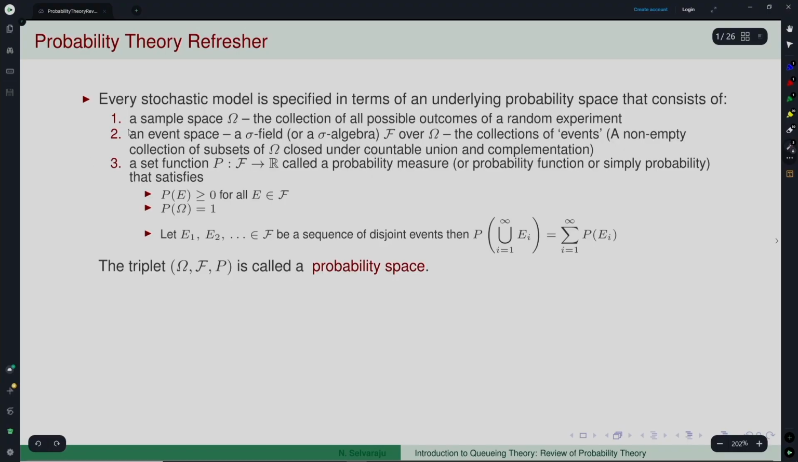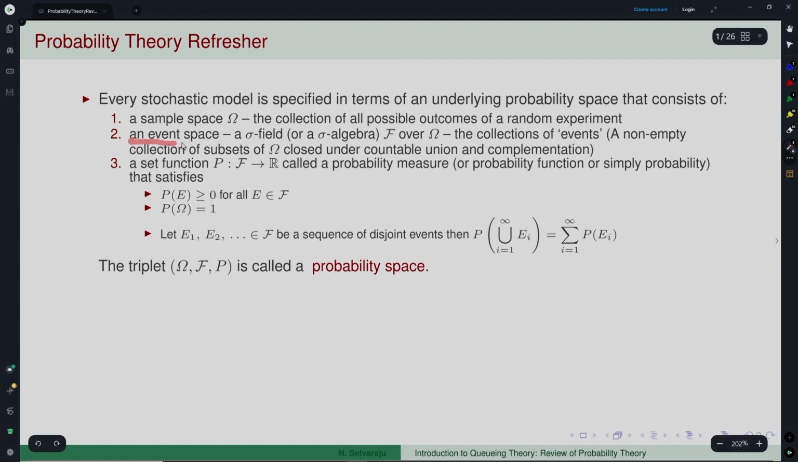Okay. As you know, every stochastic model is specified in terms of what is known as a probability space. Whether you say this explicitly or not, there is always an underlying probability space. So, what do we mean by that? A probability space is nothing but, as we have written down here, first a sample space, which is nothing but the collection of all possible outcomes of a random experiment.